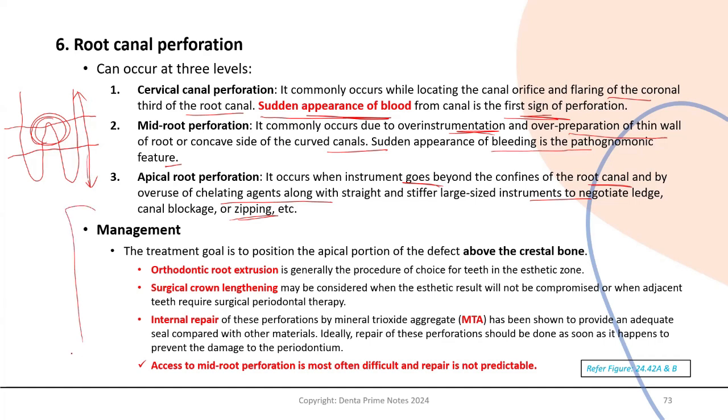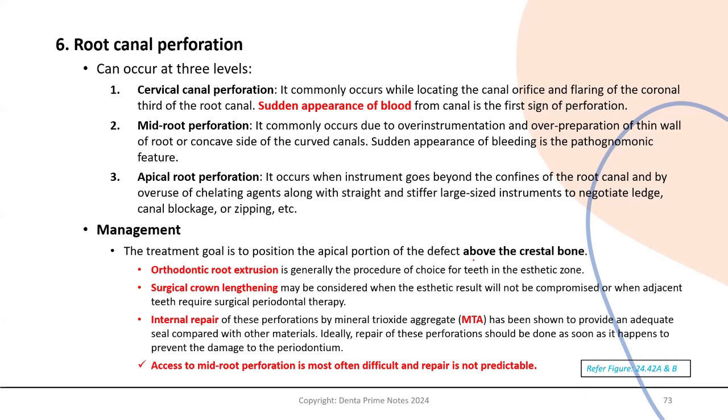So how do we manage it? The treatment goal is to position the defect above the crestal bone. Orthodontic root extrusion is generally the procedure of choice, the best management for teeth in an aesthetic zone. Surgical crown lengthening may be considered when the aesthetics will not be compromised or when adjacent teeth require surgical periodontal therapy. Internal repair of these perforations by MTA has been shown to provide an adequate seal compared with other materials.